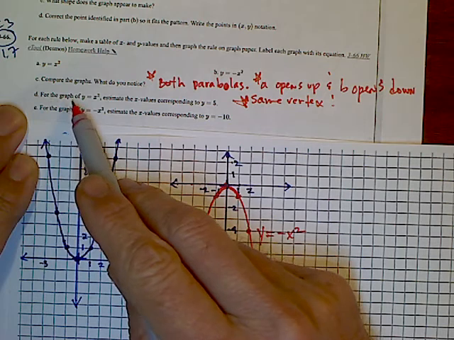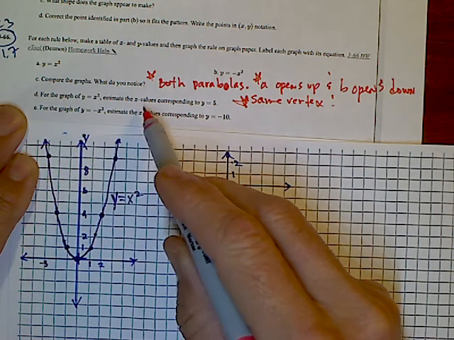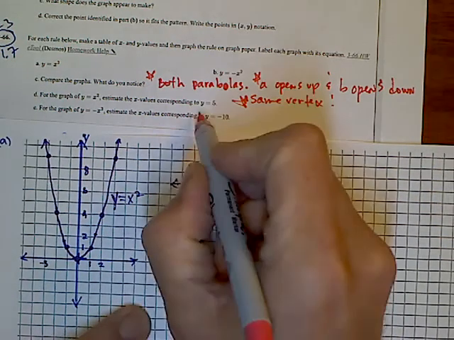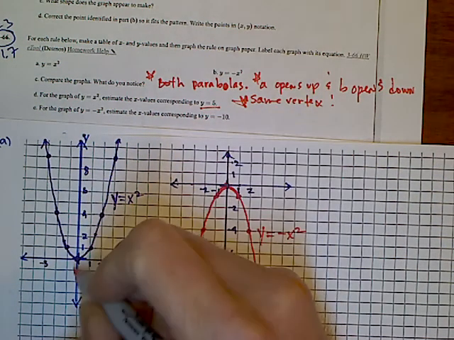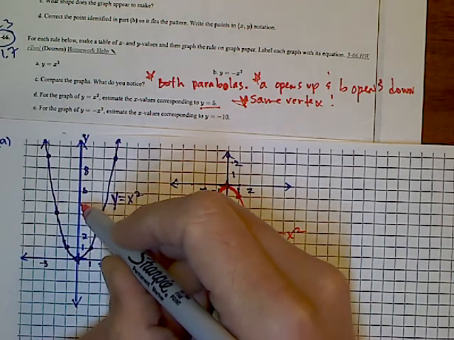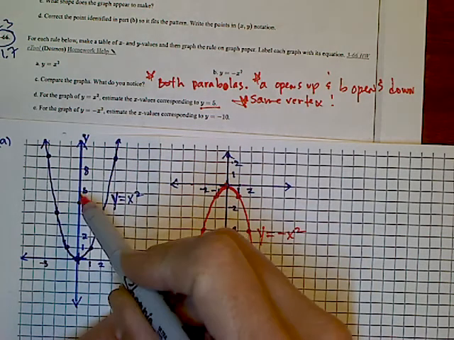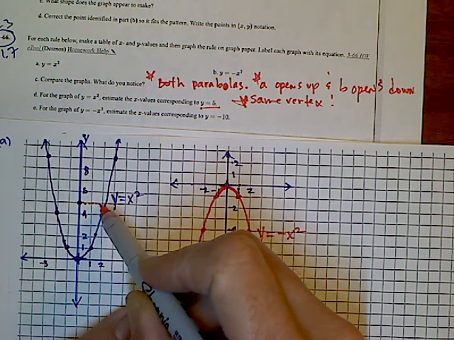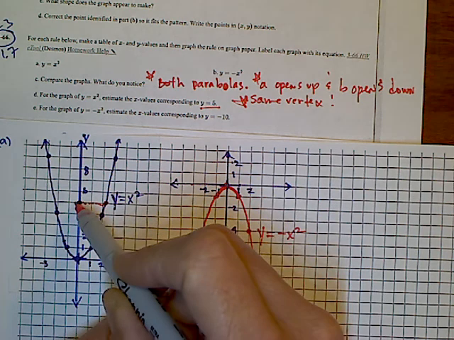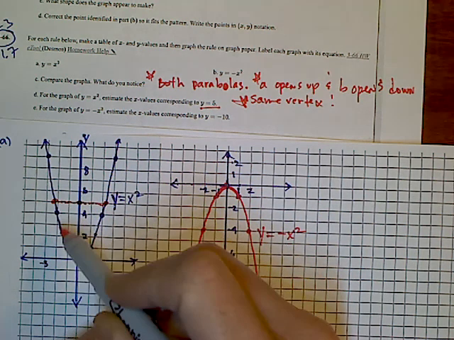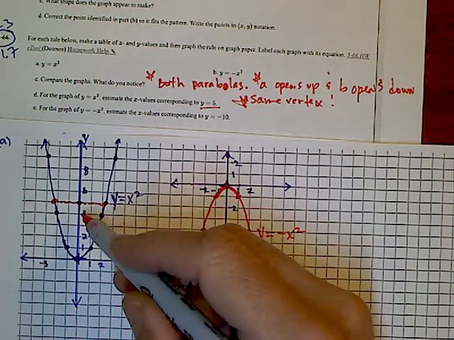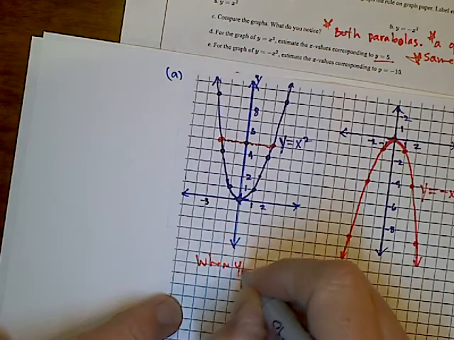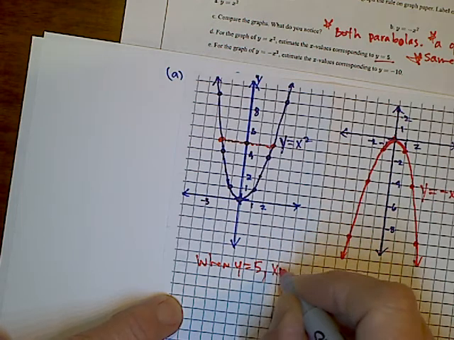So part D: for the graph of y equals x squared, that's this one, estimate the x values corresponding to y equals 5. So how do we do that? If I'm looking for where y is equal to 5, 5 is right here on the axis. So where is it on the x? If we bring it over, it's going to be somewhere right in here, but I have to notice that it has two x values at y equals 5. So I'll write here: when y equals 5, x equals what?